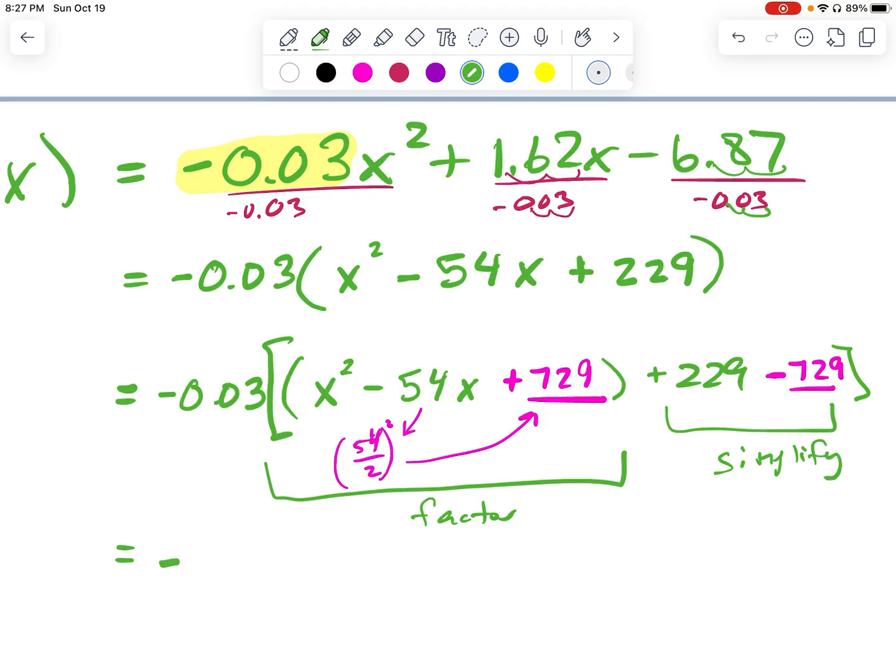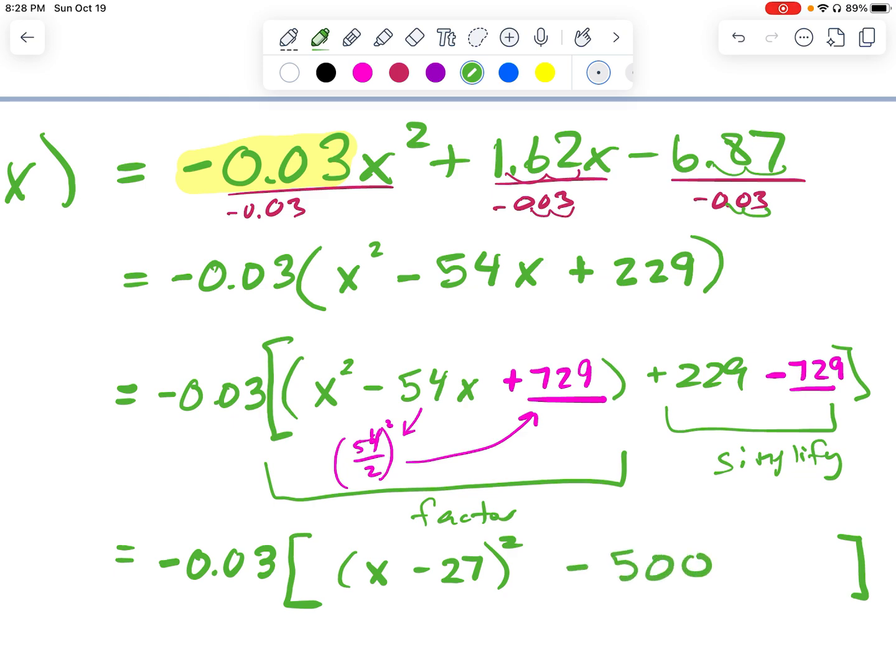So, and then this negative 0.03 just goes along for the ride. And I still have brackets around everything because I have that negative 0.03 in front. So factoring that perfect square trinomial, I get x minus 27 squared. Next group, 229 minus 729 gives me negative 500.